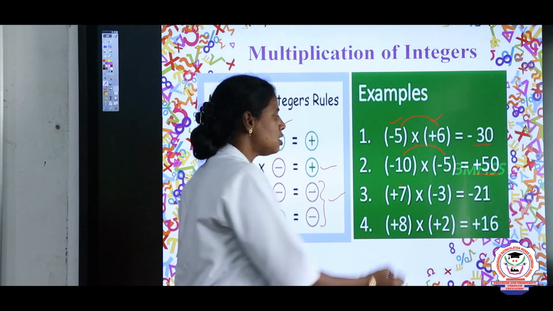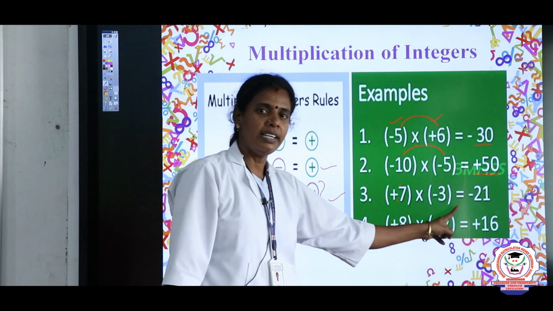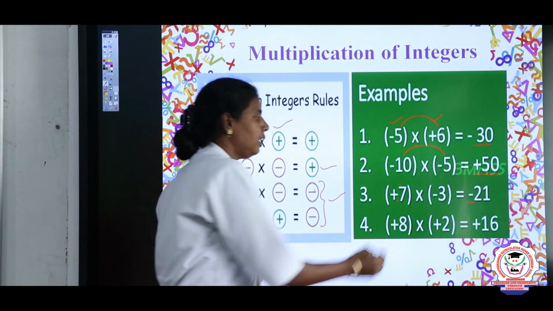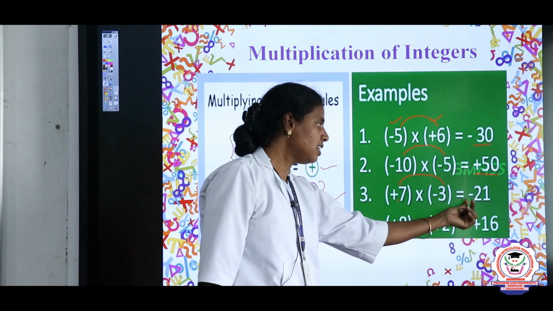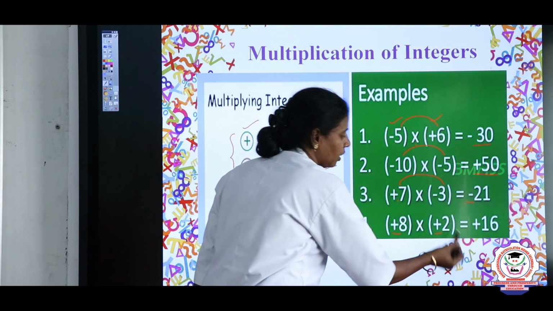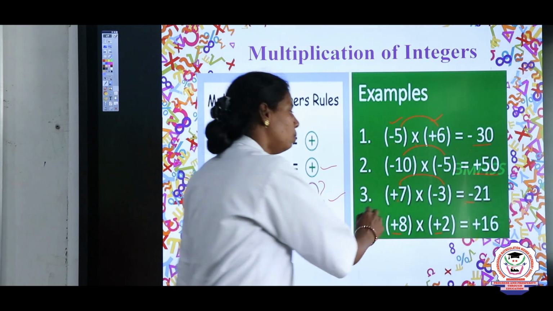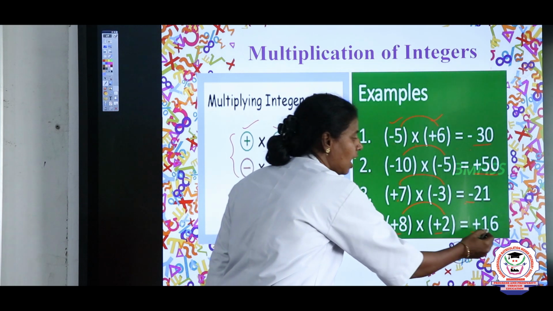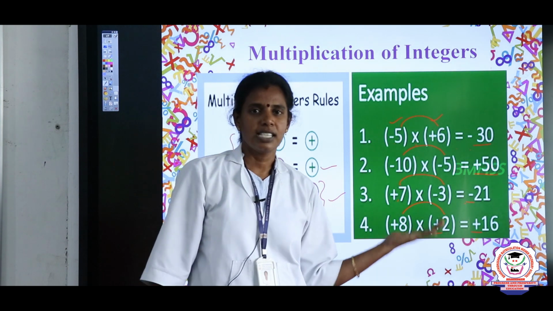The next example is a positive integer with a negative integer. So 7 into -3. Different signs, so the answer will be negative. And the numbers 7 into 3, 7 3's are 21. So the answer is -21. The next example, both are positive: plus 8 into plus 2. Both are the same sign, so the answer will be positive. 8 2's are 16. Using these rules we are going to do the given sums in the exercise also.